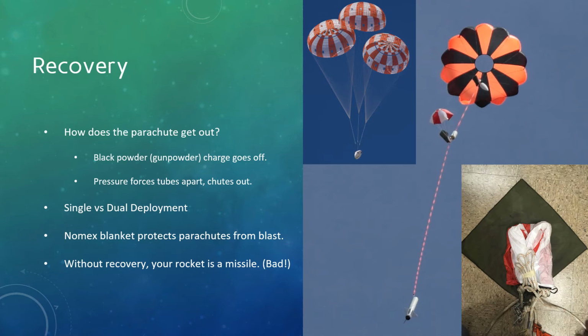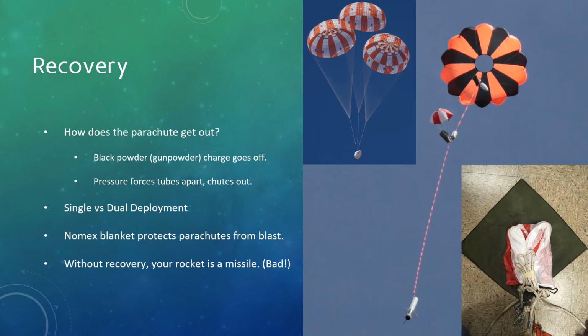So to avoid that, you deploy a small parachute at apogee, and that slows it down a little bit so it's not just falling ballistically. And then you deploy your main parachute a lot lower, so it will reach the ground at a safe speed, but it's not drifting really far on the way down.